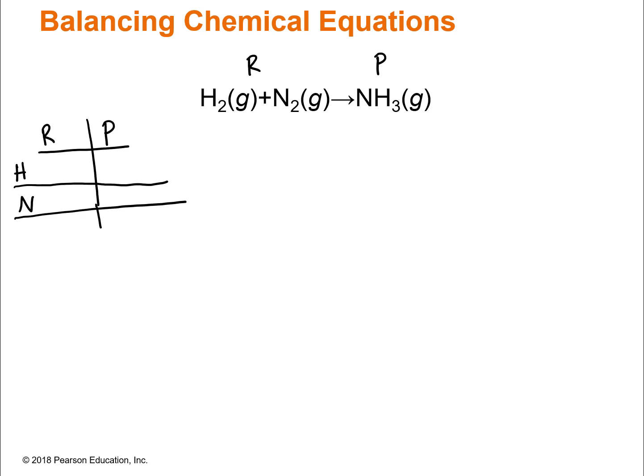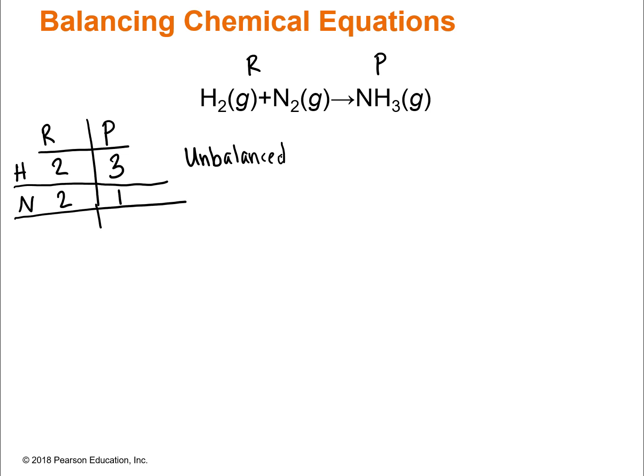So we've only got 2 atoms here, hydrogen and nitrogen. We've got 2 of each on the reactant side, but then we've got 3 hydrogens on the product side and only 1 nitrogen. So this is very clearly unbalanced. The goal of balancing a chemical equation is to have the same number of atoms on both sides.